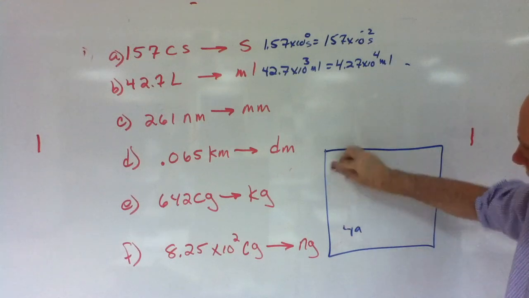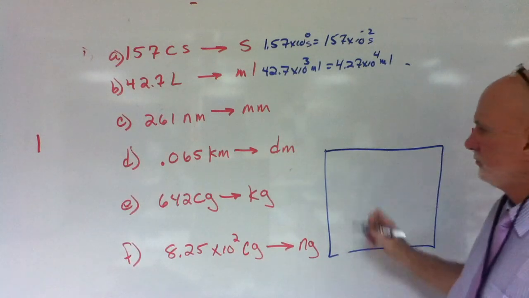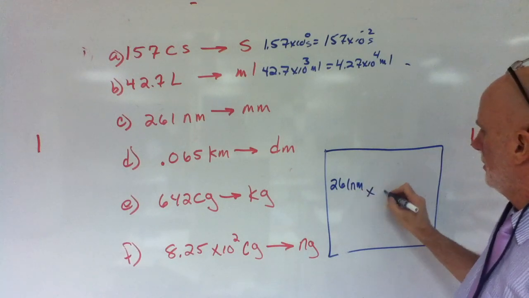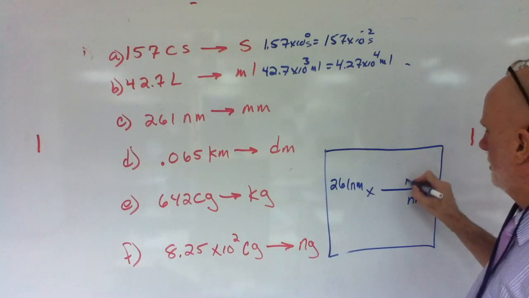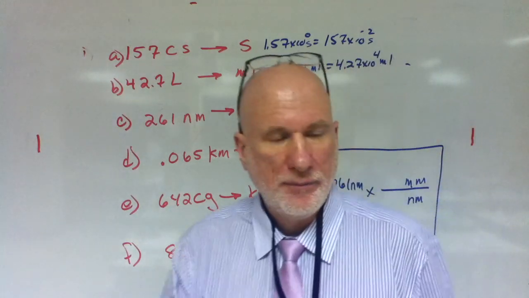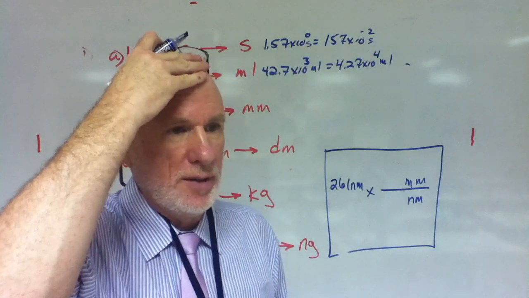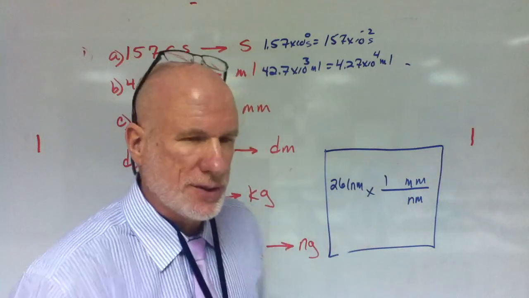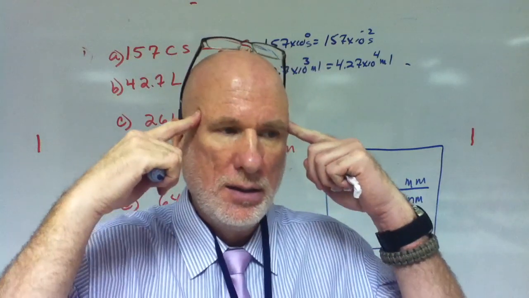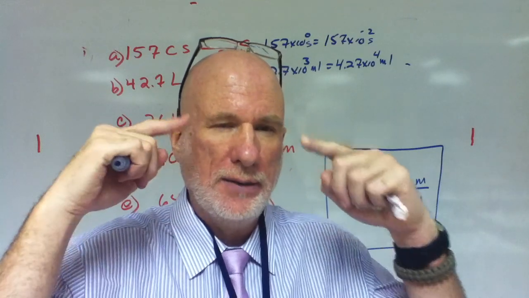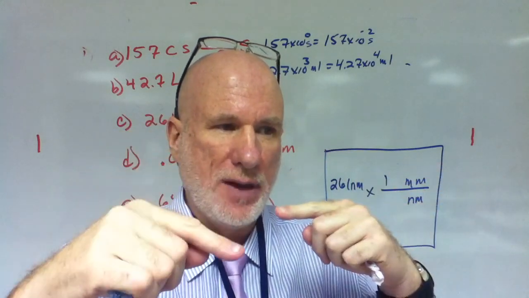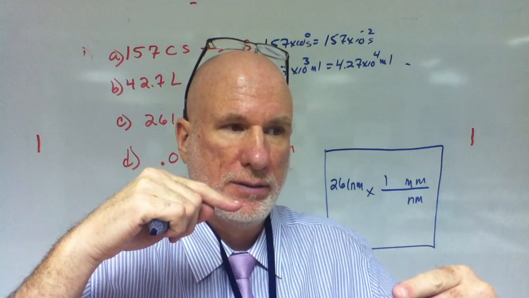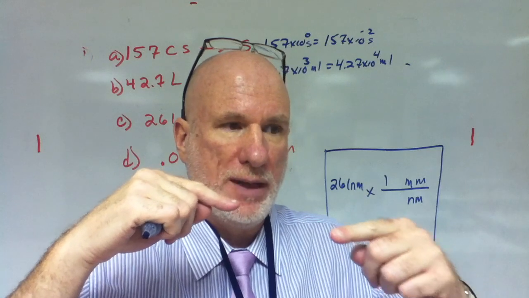Nanometers to millimeters. Okay, so 261, right? Now, what's larger, millimeter or nanometer? Millimeter. So in 1 millimeter, how would you do this? I know a nanometer is 10 to the negative 9, correct? And a millimeter is 10 to the negative third. So if I have 1 millimeter, how many nanometers?